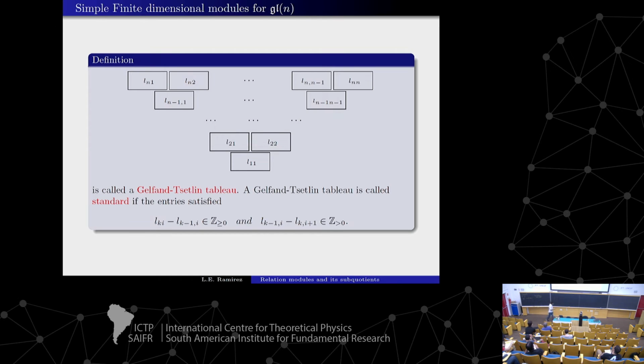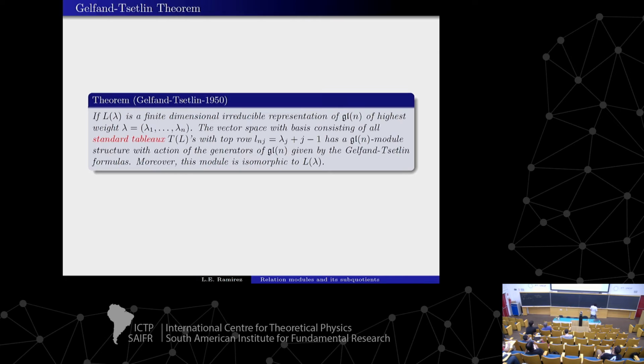And just a very fast recall about this Gelfand-Tsetlin construction. They were able to describe all simple finite dimensional representations for GLN, and the construction is quite nice actually. They use the set of all Gelfand-Tsetlin tableaux with some shift of the highest weight vector, and after this shift, they consider all Gelfand-Tsetlin tableaux satisfying the previous conditions on the entries.